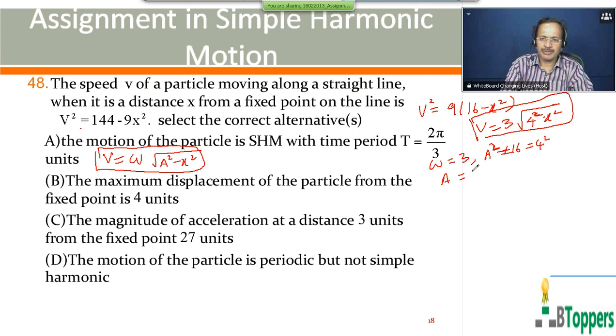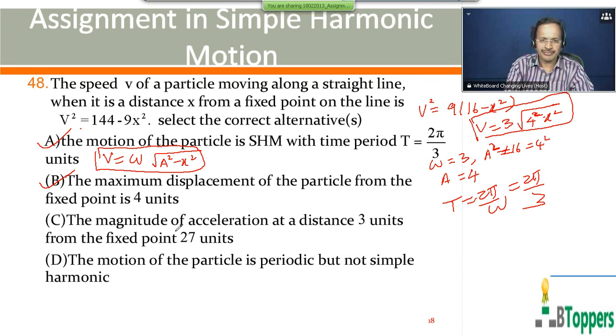So maximum value of displacement, A, is the displacement amplitude. So the maximum value of displacement, or displacement amplitude, is 4 units. That is, second option B is definitely correct. The time period of oscillation is given by 2 pi by omega, that is 2 pi by 3. That is, statement A is correct. Statement B is also correct.